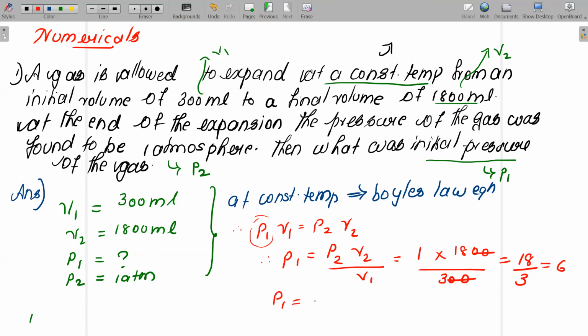So P1 is nothing but 6 atm. Understood? Is it okay? So children, when you are doing this type of numerical, you should check which particular term is constant. Based on that, you can understand which particular equation or which law you should introduce. So based on that, we marked all the terms we got. Finally, at constant temperature, that is nothing but Boyle's law. We substituted into that equation. I understood the initial pressure as 6 atm. Any doubts? Is it okay for everyone?